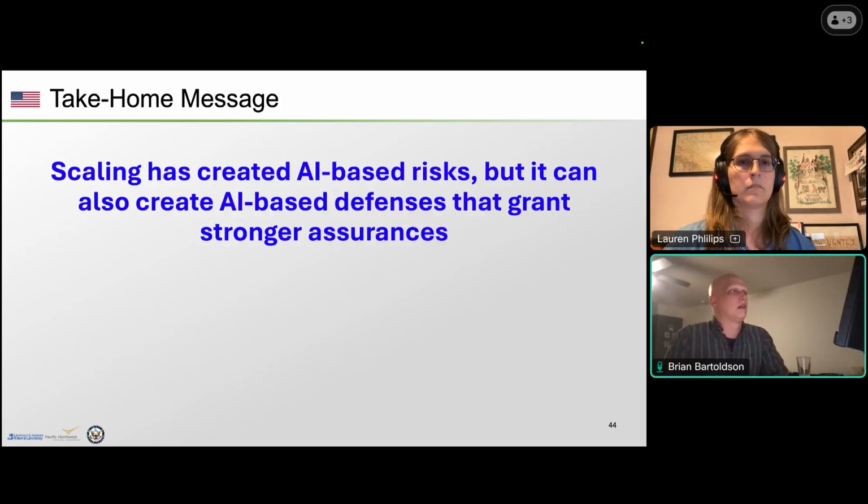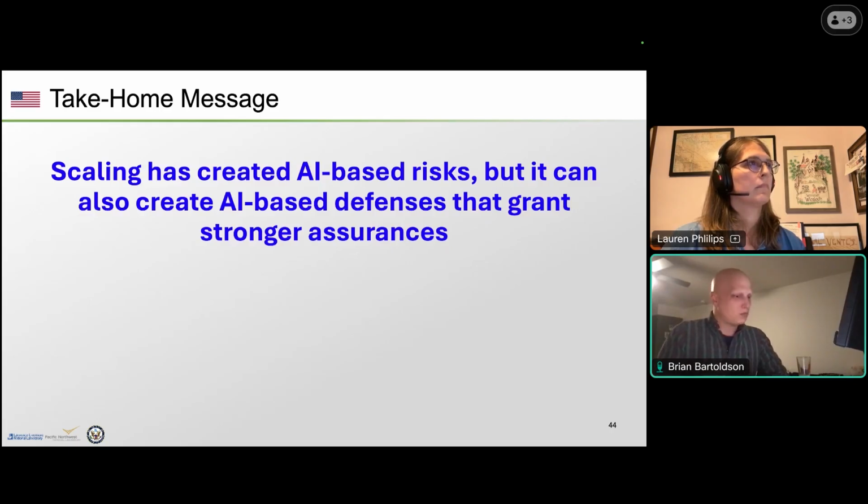And yeah, I guess if I had to summarize some of this research that we've been doing, at least lately, it's that scaling has created these AI-based risks, right? As we've made models better and better, we've also increased the risks that these models bring. So a reasoning model can solve math problems better. It can understand chemistry better, but that means it can also potentially cause more harm.